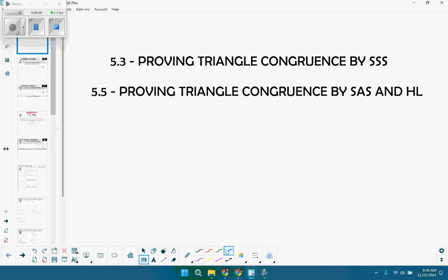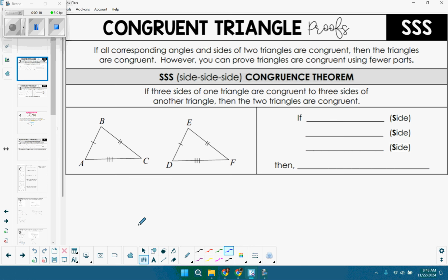This is lessons 5.3 and 5.5. We're going to be talking about proving triangles are congruent. So we already know that if all parts of a triangle match, all three pairs of sides have a partner, all three pairs of angles have a partner, the triangles are congruent. But there's shorter ways to do that, and we're going to learn about 5 different shortcuts in total.